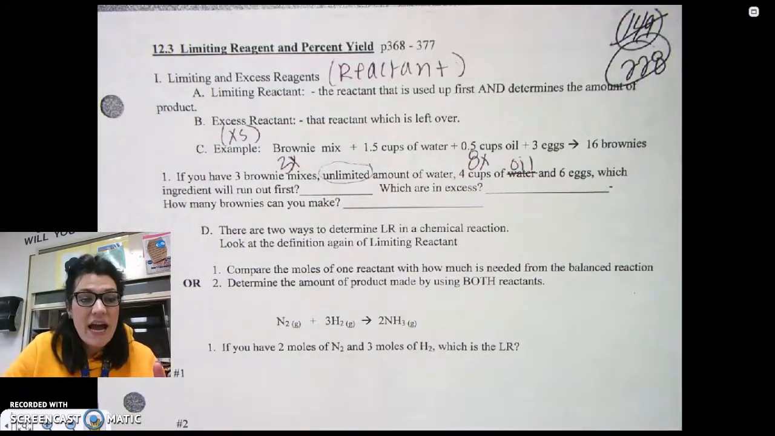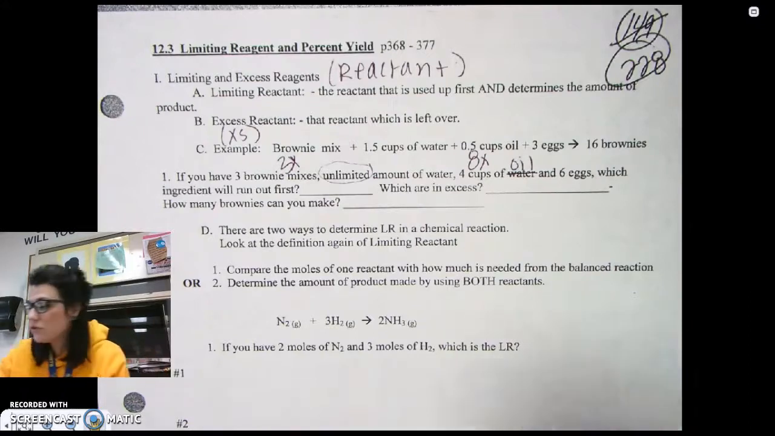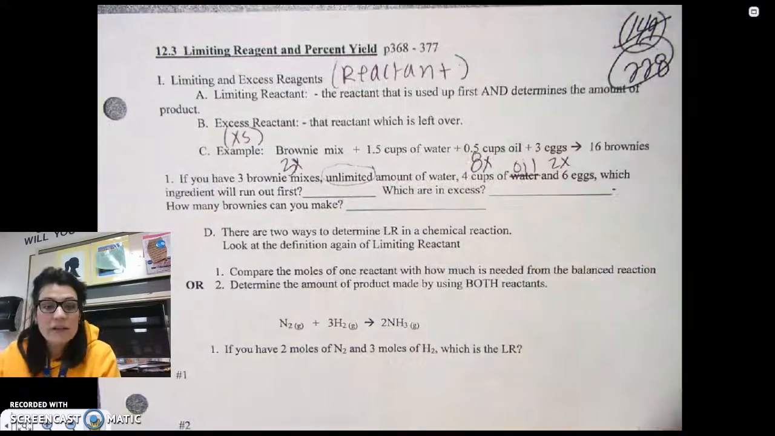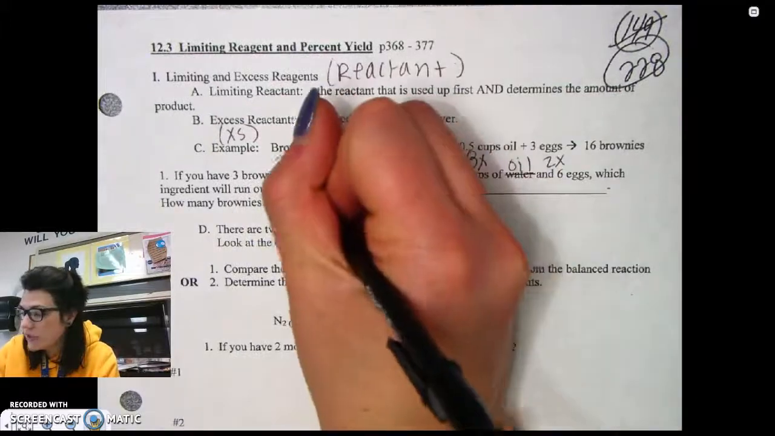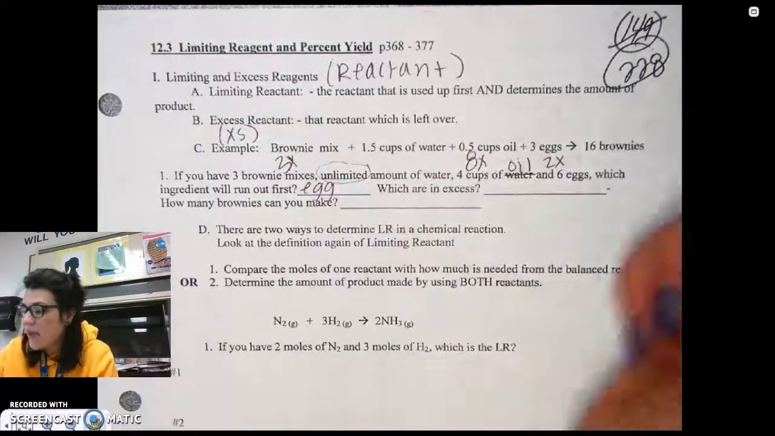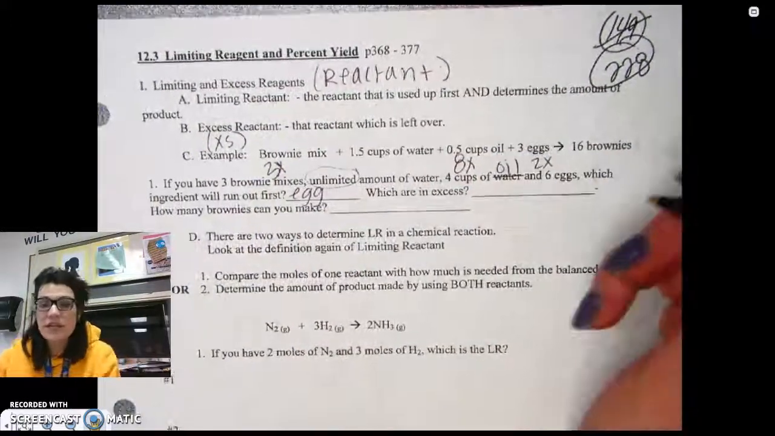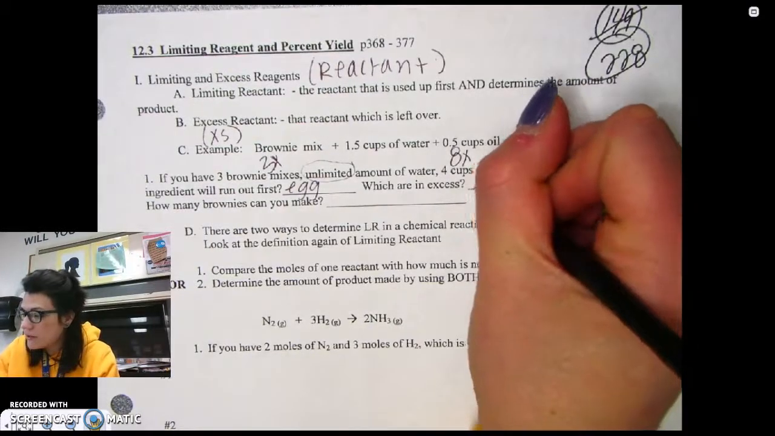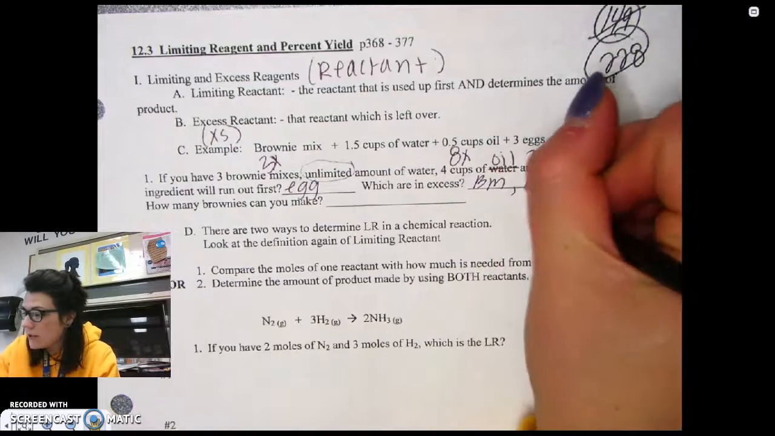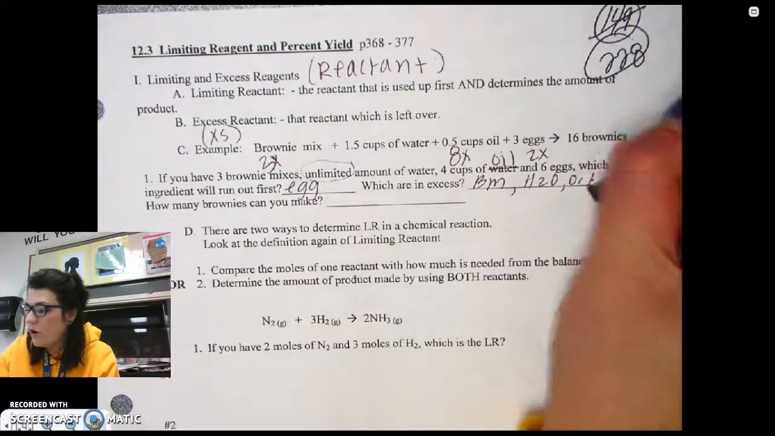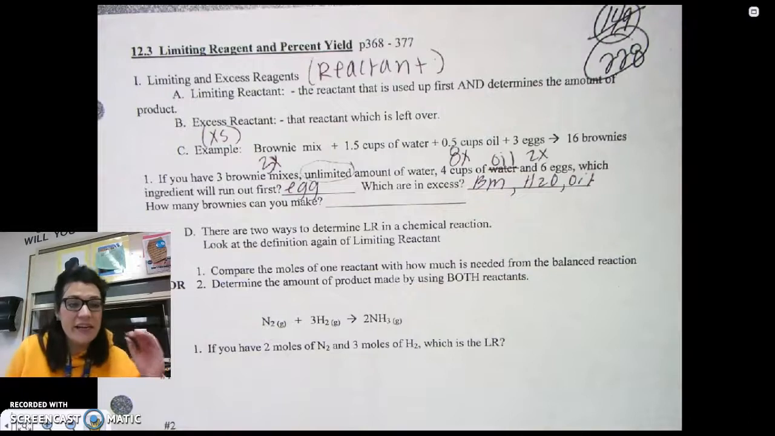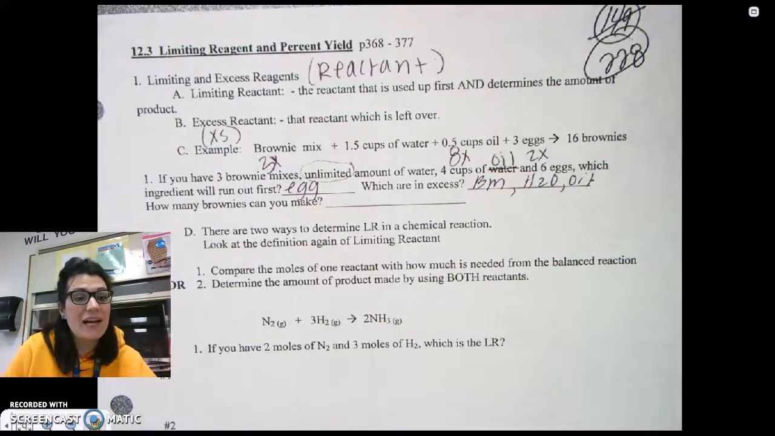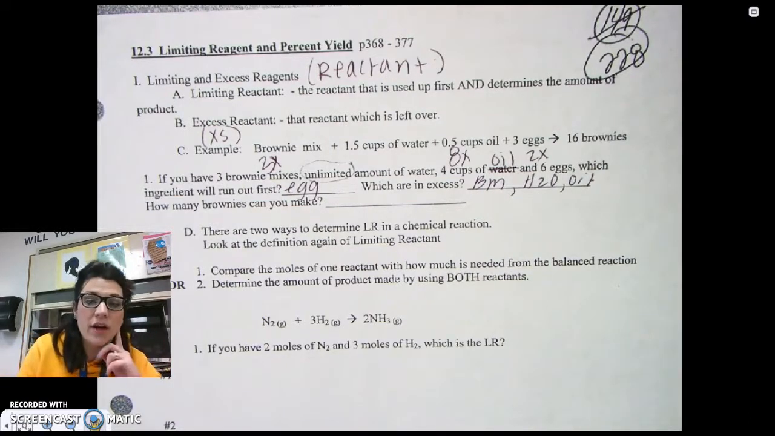I only have 6 eggs. If I need 3 eggs for a batch of brownies, that means I'm only going to be able to do this 2 times. So eggs are actually going to run out first, okay? Everything else is going to be considered in excess, okay? So brownie mix, water, and oil will all be in excess. If something is limiting, it can't be in excess, okay? It's going to be either one or the other.